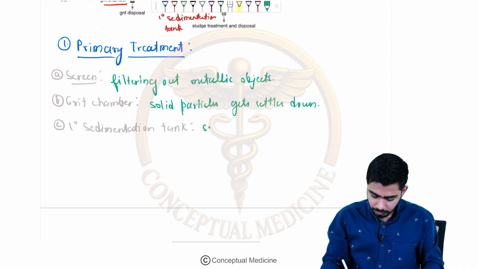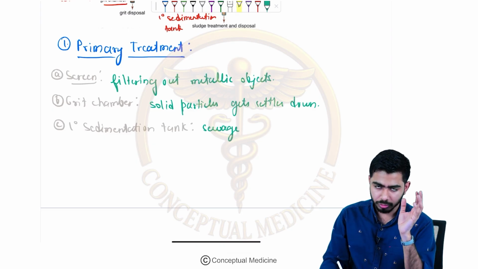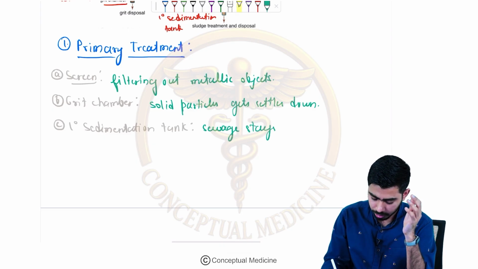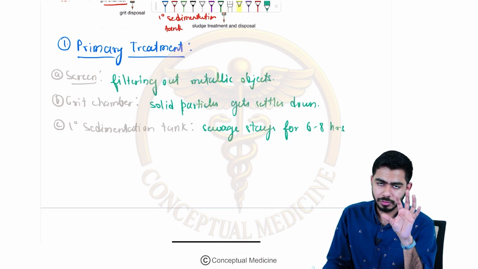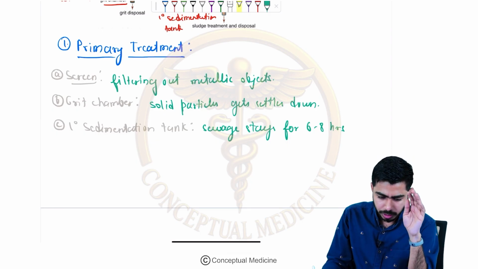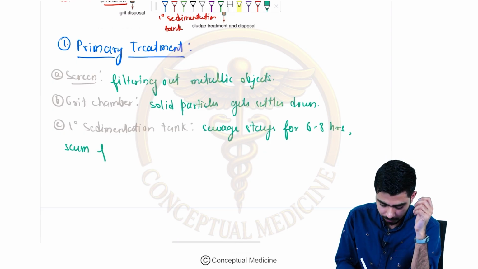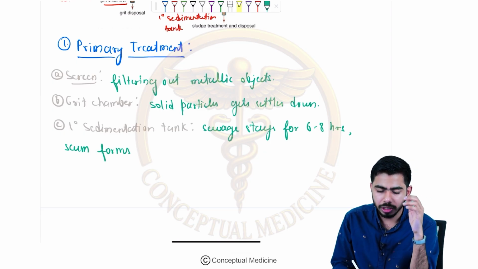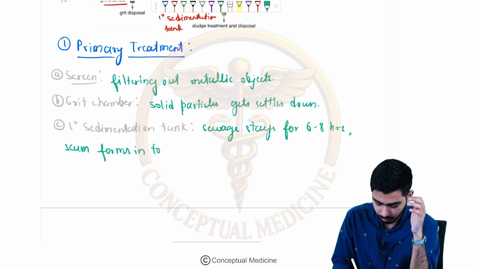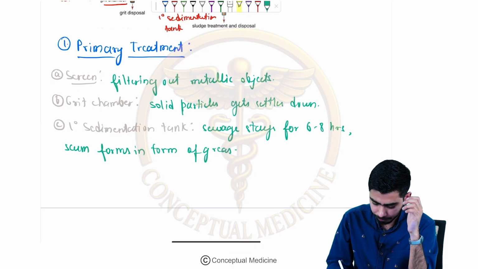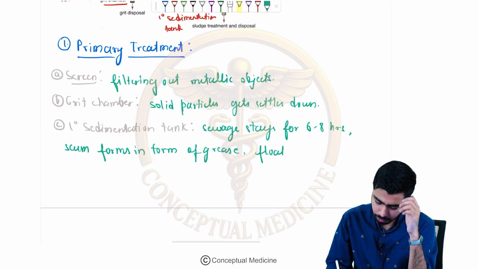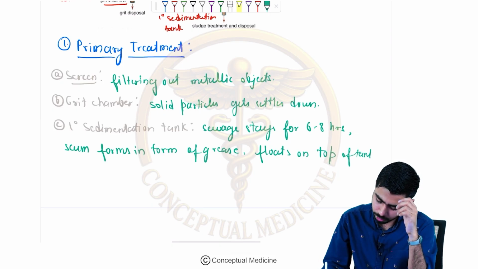So what I am saying is that sewage will be staying for around 6 to 8 hours over here, and filtering is going on in this particular area. Sewage will be present over there for around 6 to 8 hours, and after that, due to that, the scum formation happens, right? Scum will be forming over here. Scum forms in the form of grease or fat, right? And that's how it will be floating on the surface of water. It floats on the top of the tank.